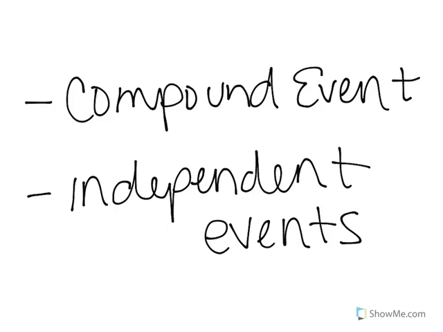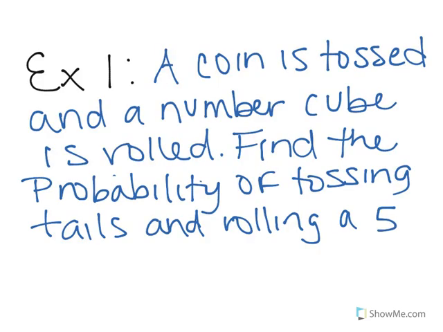So I'm going to be doing a couple of these examples today. So example 1, a coin is tossed and a number cube is rolled. Find the probability of tossing tails and rolling a 5. Okay, so we're going to separate these out and find the probability of each. So the first part of this problem says a coin is tossed, and the second part of the problem says a number cube is rolled. Okay, so let's first deal with a coin is tossed.